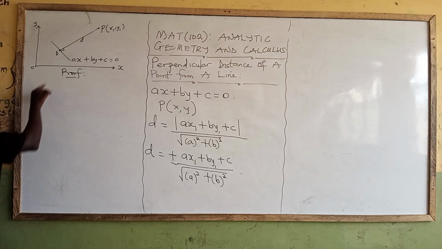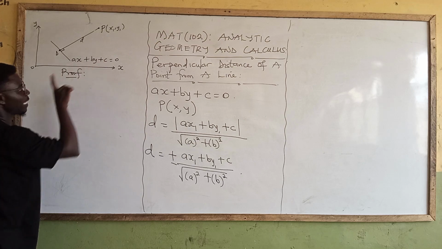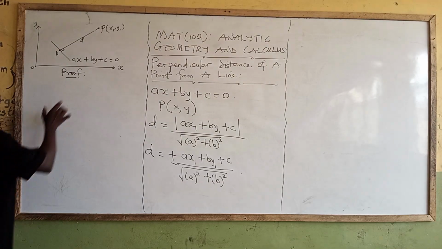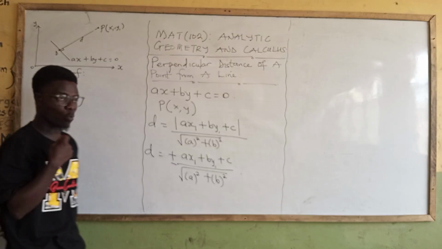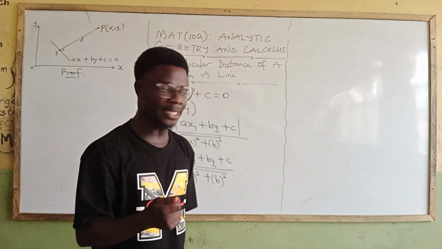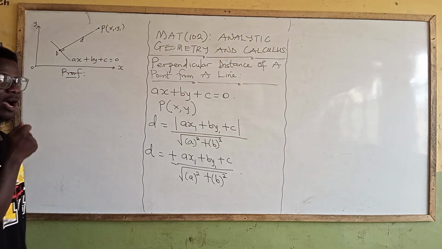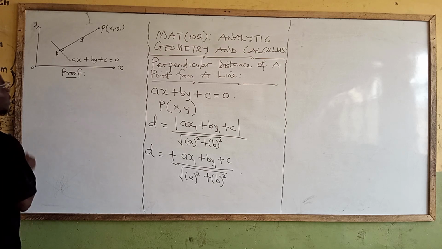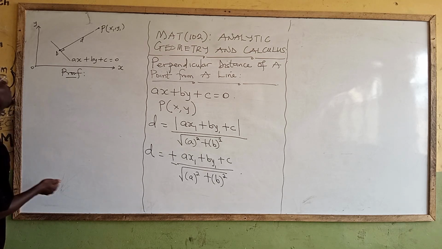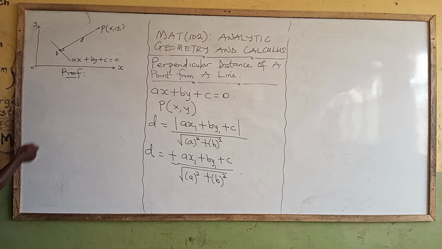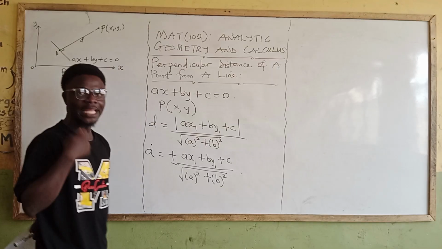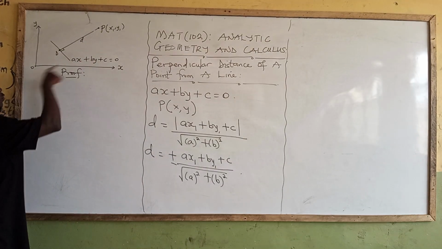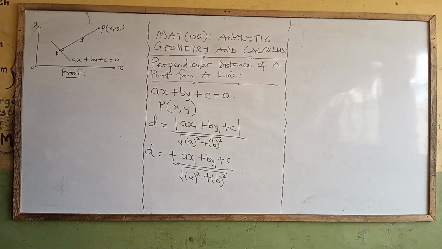So I said we know the equation of this line to be ax plus by plus c equals 0. Now, we have to express this in the form y equals mx plus c so that we get our gradient from there. That's the slope intercept form. When you get the gradient, you take the negative reciprocal of the gradient obtained here to find the gradient of this line DP.